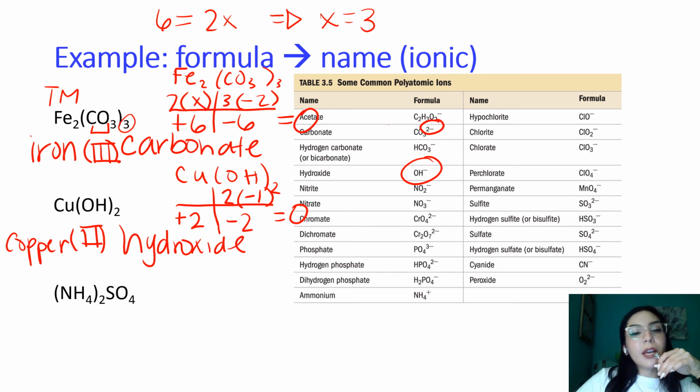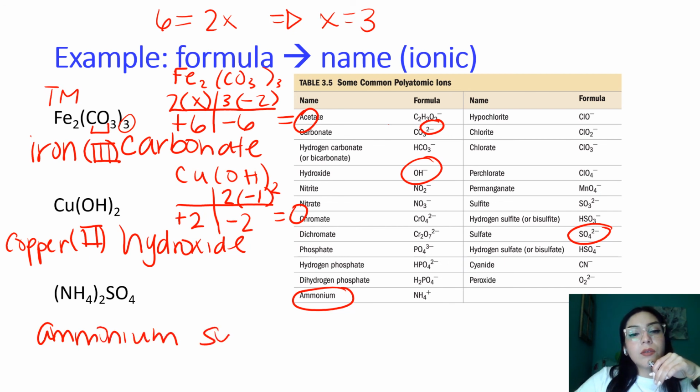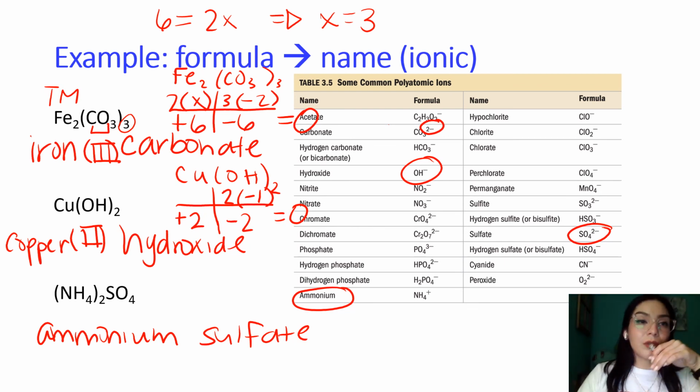And then finally we have a compound that has 2 polyatomic ions. So we have ammonium, right? You see that NH4, and then we have sulfate, which is over here. And this is actually very straightforward. Sulfate. You just take both names. That's it. So that's the good thing about those types of ionic compounds.